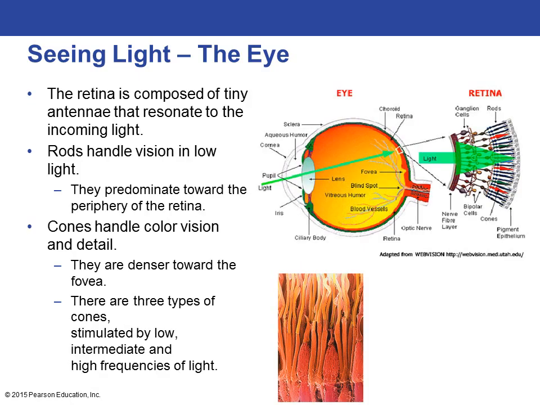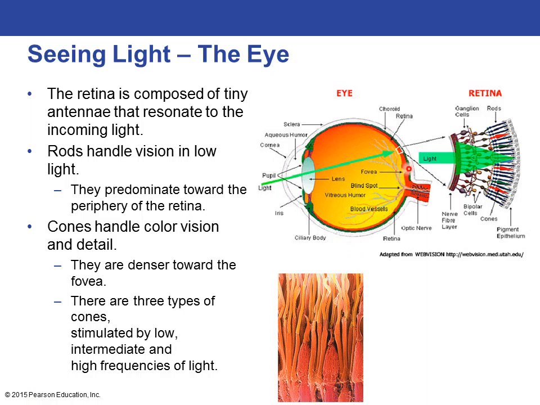So the retina, again, this back section here on the eye, is composed of all these tiny little antennae that look like this, and they resonate or vibrate to the incoming light. And you have things called rods and cones in the retina, and the rods are kind of these long, skinny things, and the cones are these things here in between the rods. And the rods handle vision in low light, and they predominate toward the periphery or the edges of the retina, and the cones handle color vision in detail, and they're denser toward the fovea.